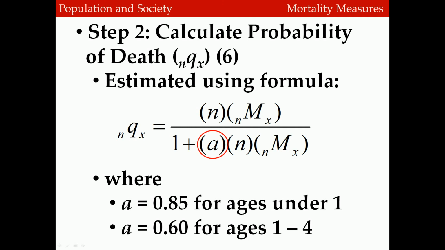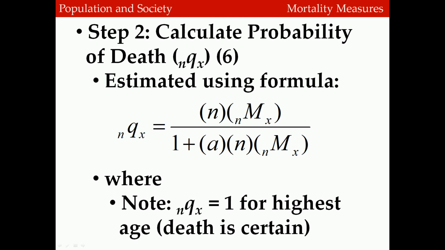But there are a few age intervals for which that's not true. For example, we're going to use a value of 0.85 for ages under 1 because deaths for infants don't occur evenly throughout the year. And then for ages 1 to 4, so children between the ages of 1 and 4, deaths also don't occur evenly. We use a value of 0.60. Okay, and then I just want to note that we use a value of 1 for the highest age range. Being a probability, 1 means that there's a 100% chance of death occurring. That basically means that death will be certain at that age range.